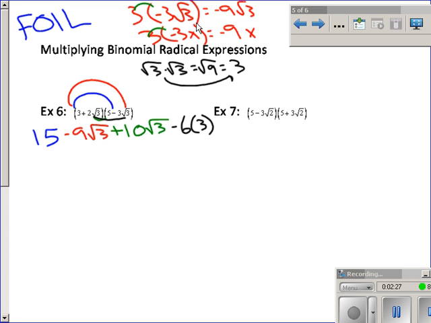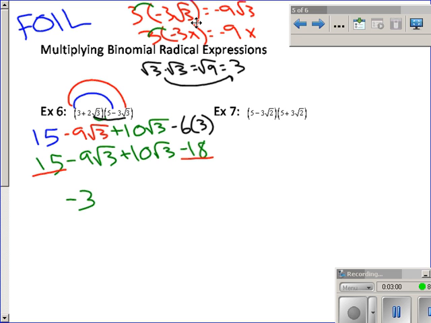Now, order of operations, when we clean things up, before we can add or subtract like terms, I need to multiply that out. So now I'm just going to bring everything down. 15 minus 9 root 3 plus 10 root 3. And then I have to do my negative 6 times 3, which is negative 18. Now I'm looking for like terms. I can see that I have like terms in 15 and negative 18 because those are whole numbers. 15 minus 18 will give me a negative 3.